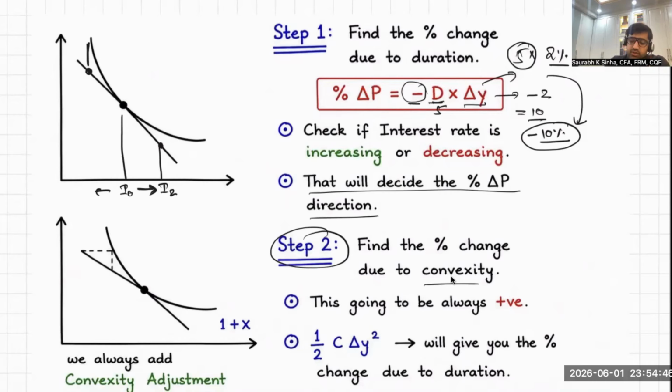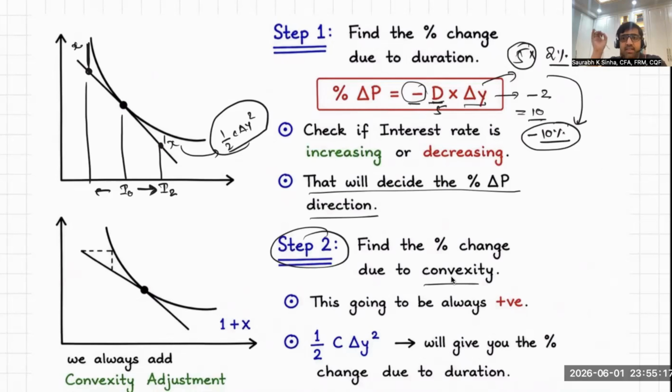If you want to reach this curve, the price-yield curve, you have to add something, whether the interest rate will rise or fall. We already discussed that, and we said this something is called half C del Y square. This is where we introduced the convexity adjustment. The first session on convexity was around this half C del Y square.